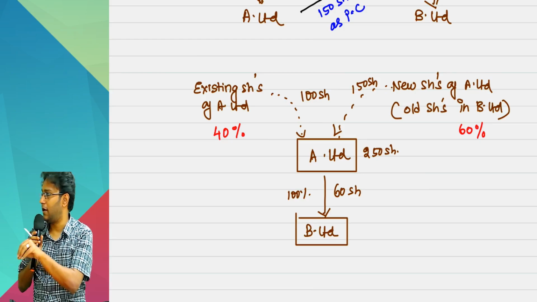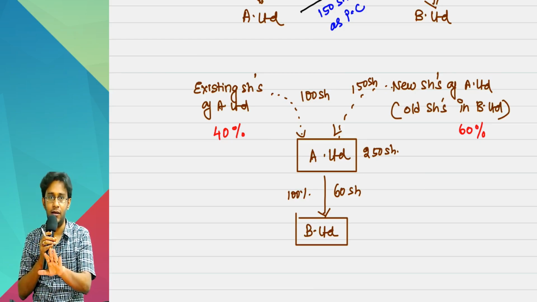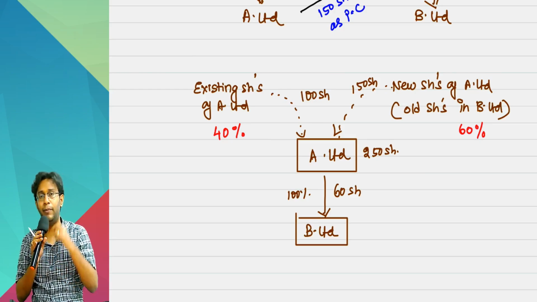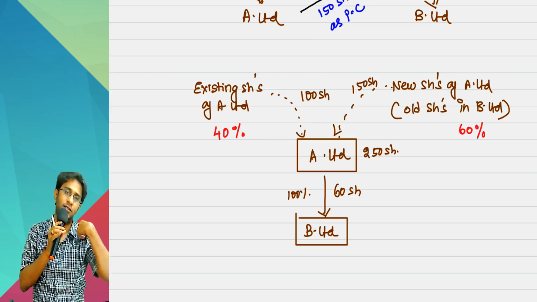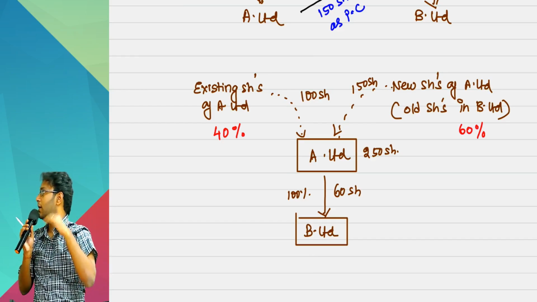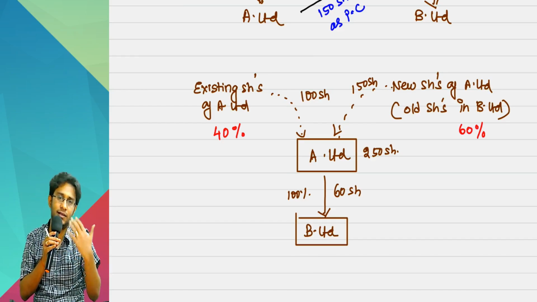Actually, A is the parent, B is the subsidiary, legally. In reality, you should present it as if B is the parent and A is the subsidiary. That is substance over form, law versus accounting. Reverse acquisition accounting will be completely different from how it appears legally.